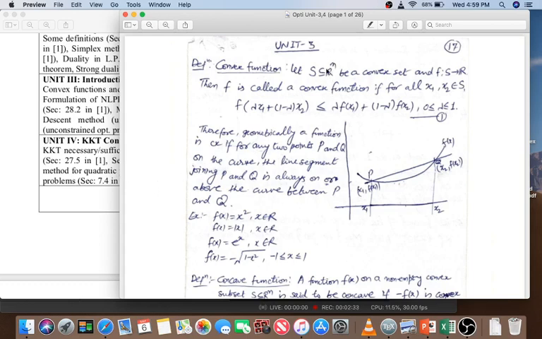S subset of Rn be a convex set means, first thing, if you are defining a convex function, your domain should be a convex set. Convex set, you can recall the definition, a set is said to be convex if for any 2 points lying in the set, and if we join these 2 points by a line segment, then the line segment should also lie in the set.